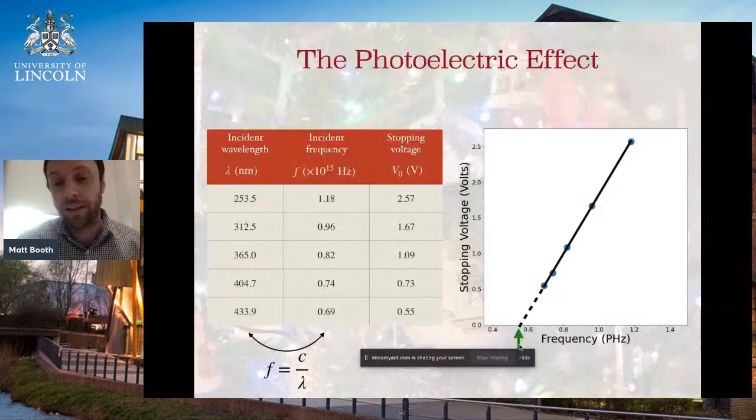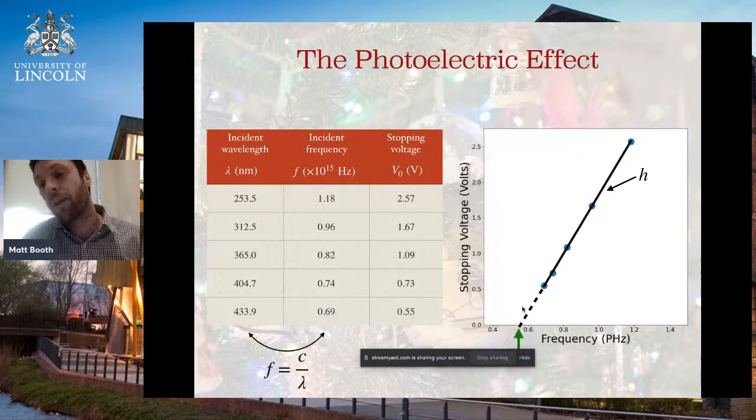And by the way, the gradient of this line is the same for all metals. It's some fundamental constant called Planck's constant, which we call h. So if we did this for different metals, the gradient of this line would stay the same, but it would shift in the horizontal direction for different metals.